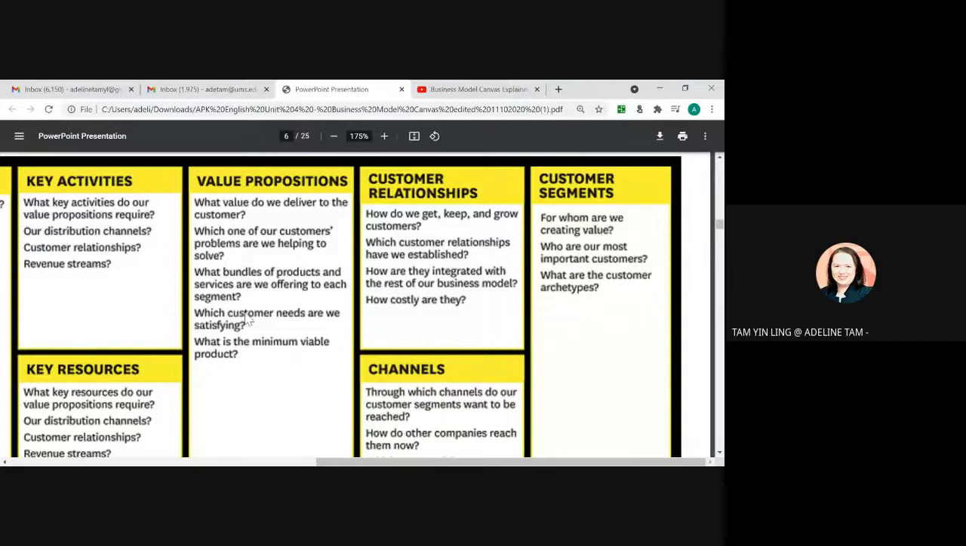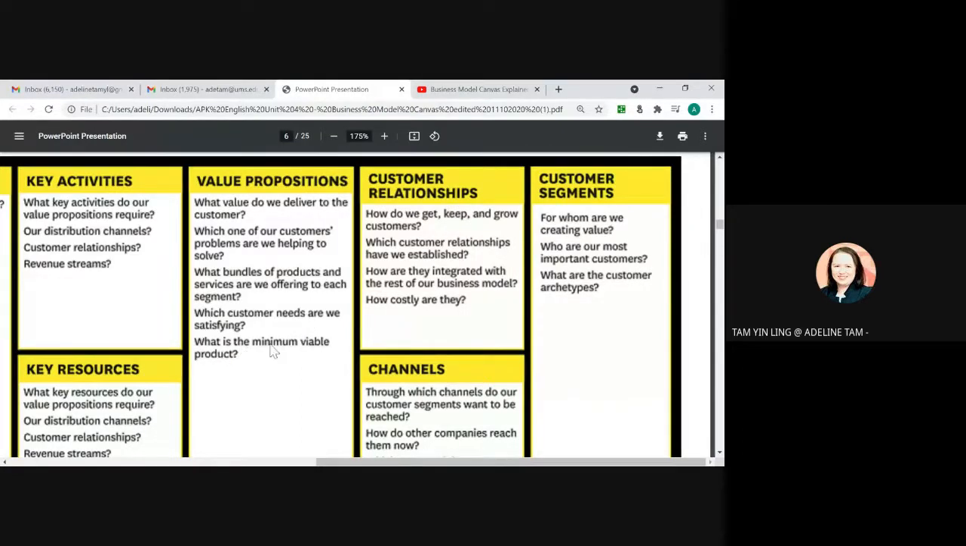Okay, which customer needs are we satisfying? What needs? Is it craving for food? Is that the need? Or do customers prefer convenience? Or do customers prefer something effective or efficient?